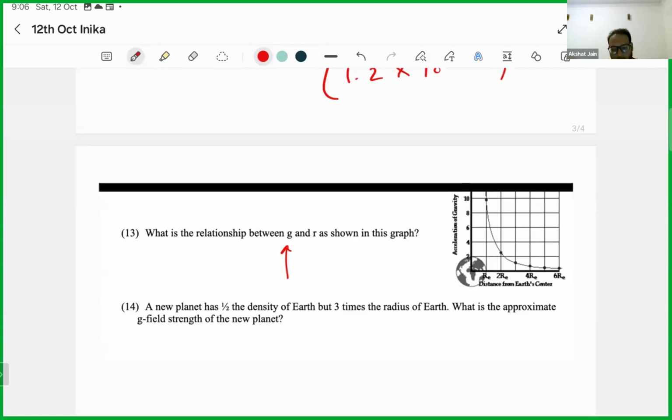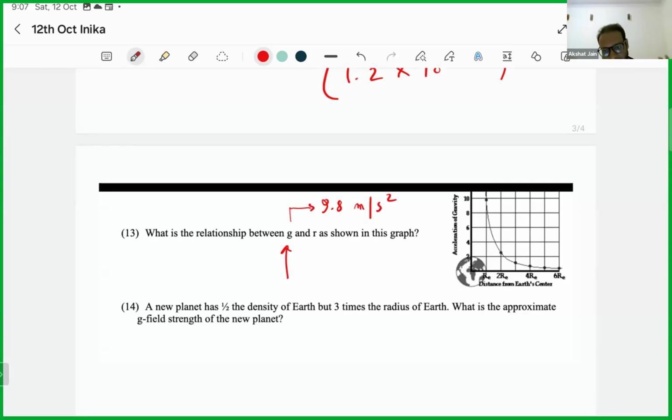Okay. So, Inika, what is the value of this G near the Earth's surface? 9.8. Very good. What is the unit? Meters per second square. Generally, what you called it, gravitational field strength, is the right thing. But in order to simplify, we call it acceleration due to gravity.